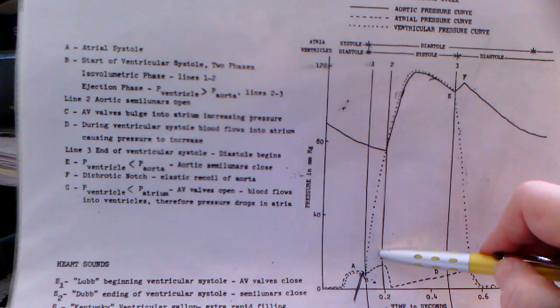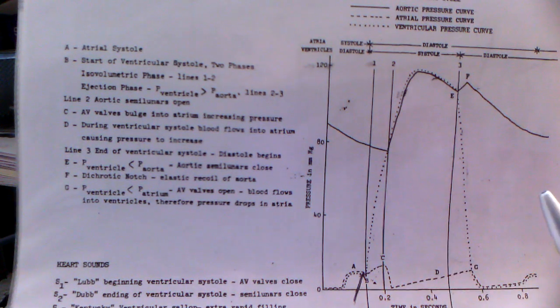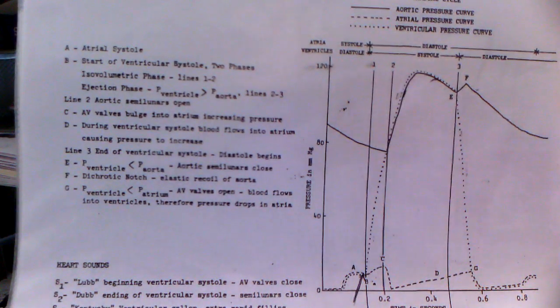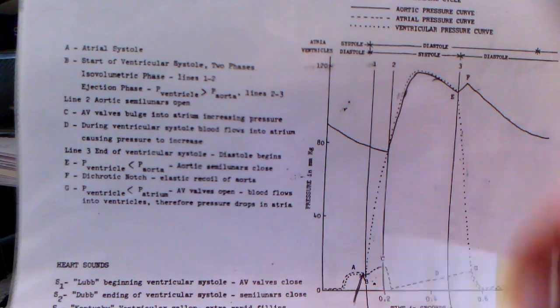The pressure in the ventricle is now greater than the pressure in the artery, and that will cause the semilunar valve to open. As the semilunar valve opens, the blood that is in the ventricle will shoot. It will eject and start to go into the aorta. We're now entering the second phase of ventricular systole, and this is called the ejection phase, where the blood is ejected out of the ventricle and into the artery.